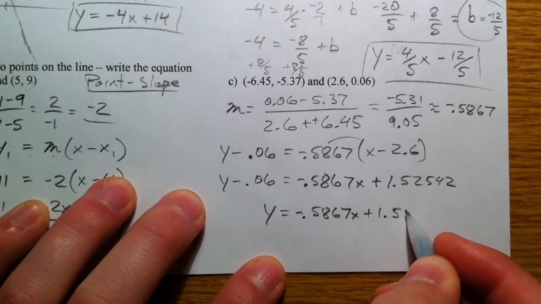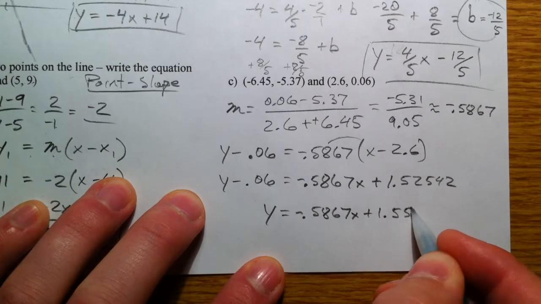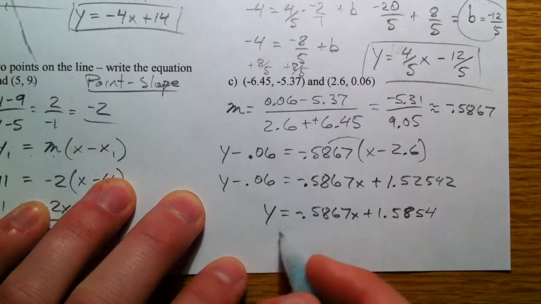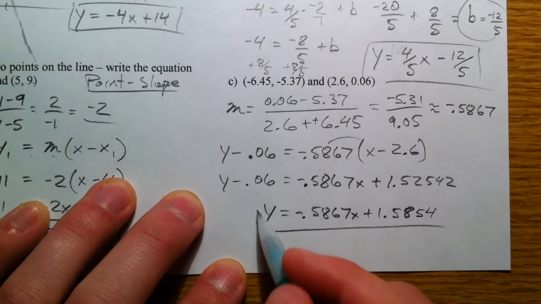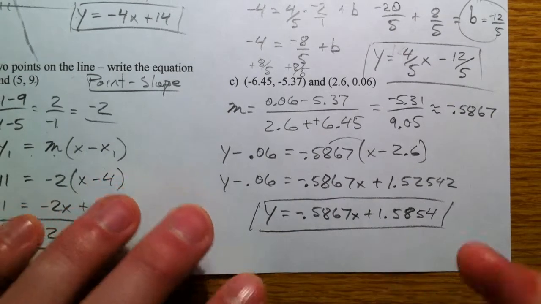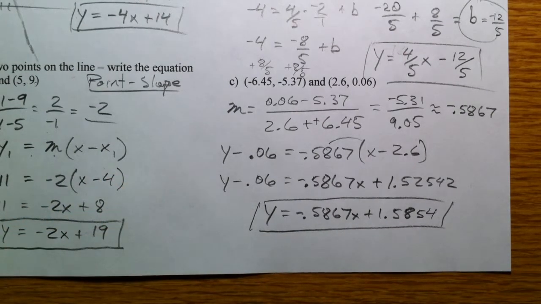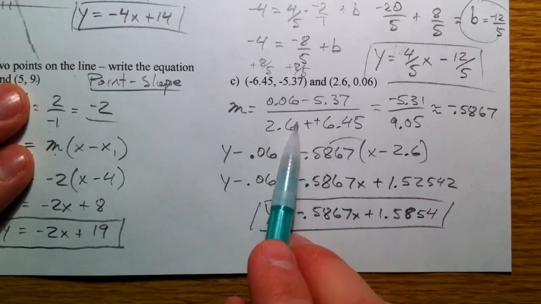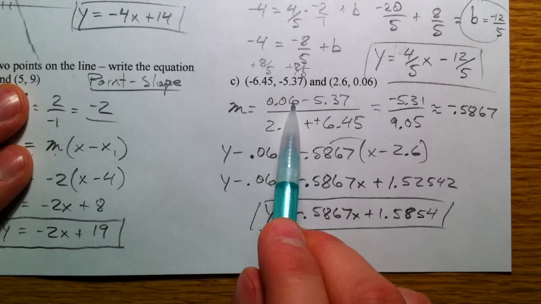And I'm just going to round 5, 8, 5, 4. And there you have it. Slope-intercept form, decimals, even with ugly numbers, we can go through the same process. Y minus the y.